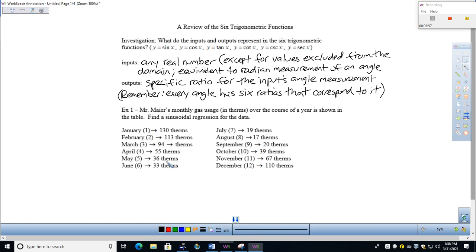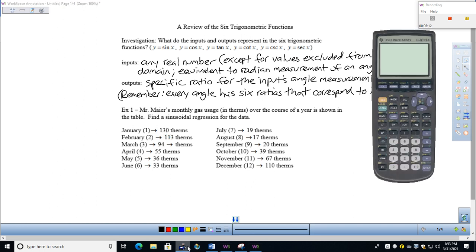And there's a maximum and a minimum throughout the cycle, using more gas in the winter months, and certainly a minimum amount during the summer months. So let's look at it graphically and see if the calculator can come up with a nice regression for us. So again, this should be a review. Shouldn't be a big deal, so just make sure you have your calculator ready to go.